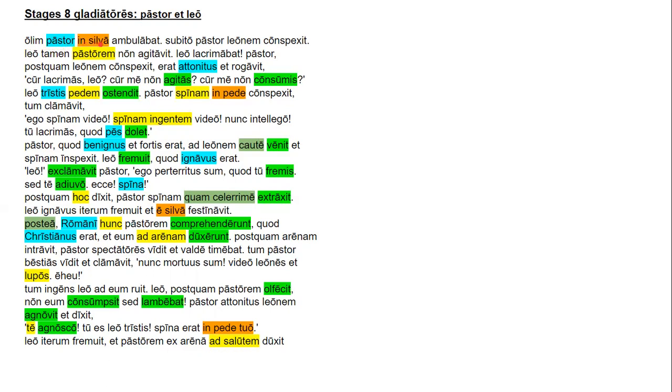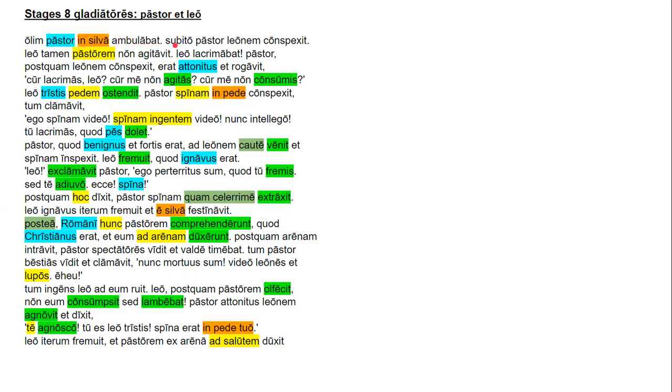In silva, this is a prepositional phrase introduced by in, and we know that in can take an ablative. So this is why it's orange right there. So in silva, so in the forest. And then our main verb for this is ambulabat. And we know because of that ba in there, this is an imperfect tense verb. And ambulo means to walk. So ambulabat means that he was walking. So let's put it all together. Once upon a time, a shepherd was walking in the woods.